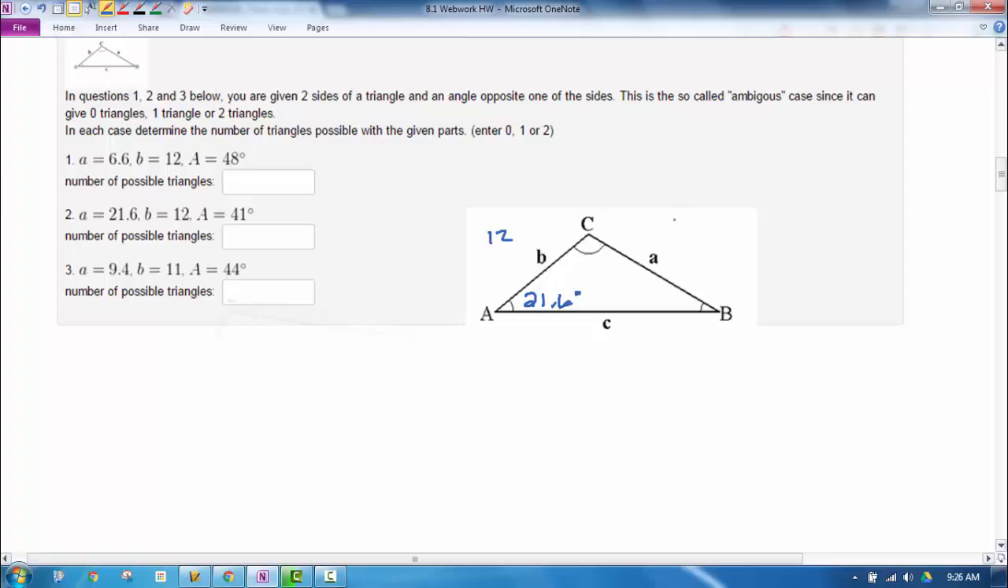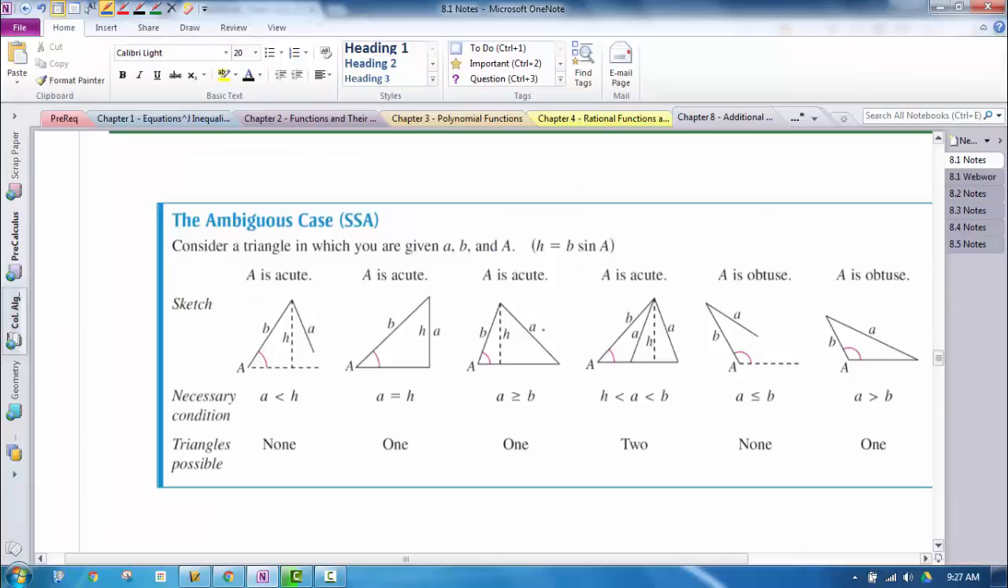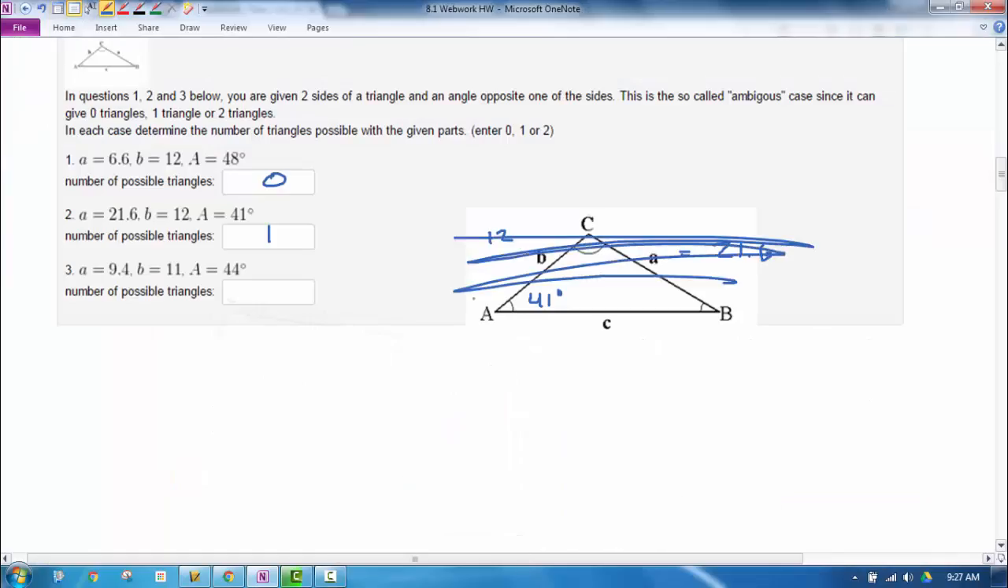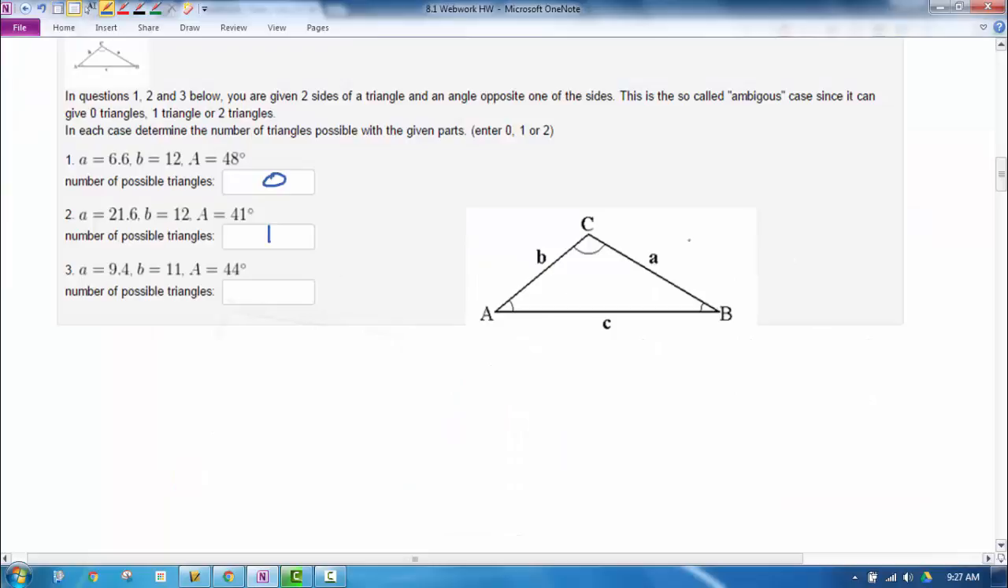Side B is 12, and they give us angle A now. I'm sorry, I didn't do this right. Side A is 21.6, and angle A is 41. So now we have this leg is longer than the other leg. That situation is in our notes as well. That's right here. When we have an acute triangle where this leg is longer than the other leg, there's only one triangle. Okay, and then the last situation, we have A is 9.4, and we have B is 11, and we have this angle right here is 44.